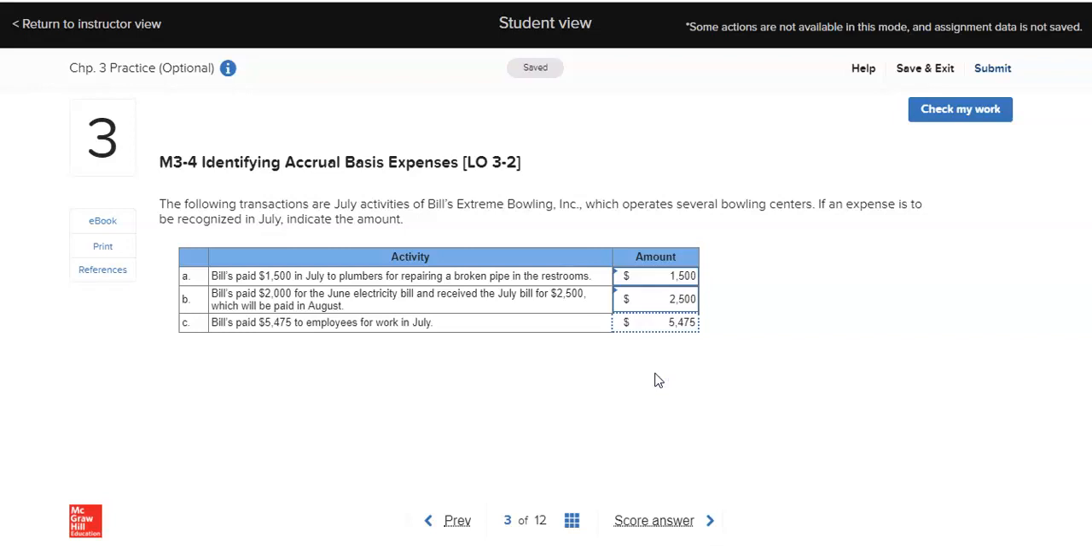So again, to review, expenses are recorded in the same month as the revenues they helped to create. It is in that month that you receive the benefit of the cost. So the question we asked ourselves in this problem is, did we receive the benefit of that cost in the month of July? And if we did, we said expense should be recorded for that month, July. Let's go on to the second part of the problem.